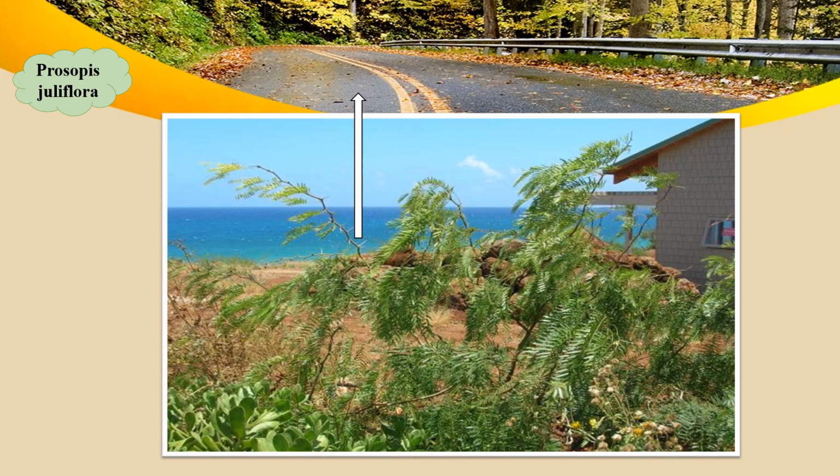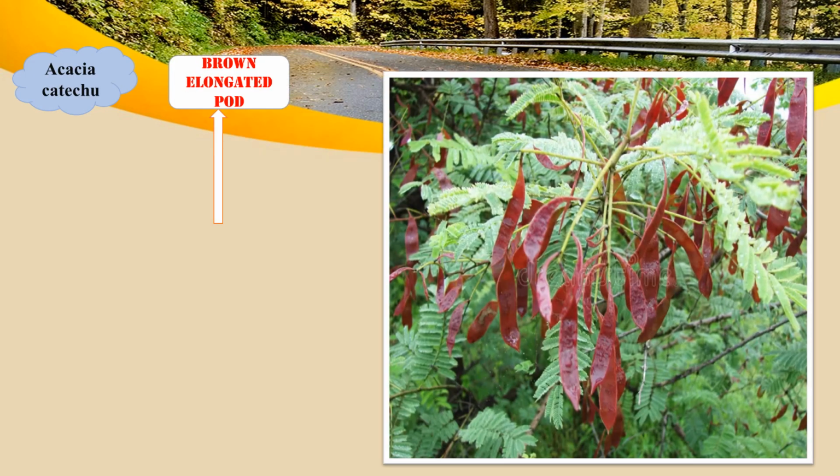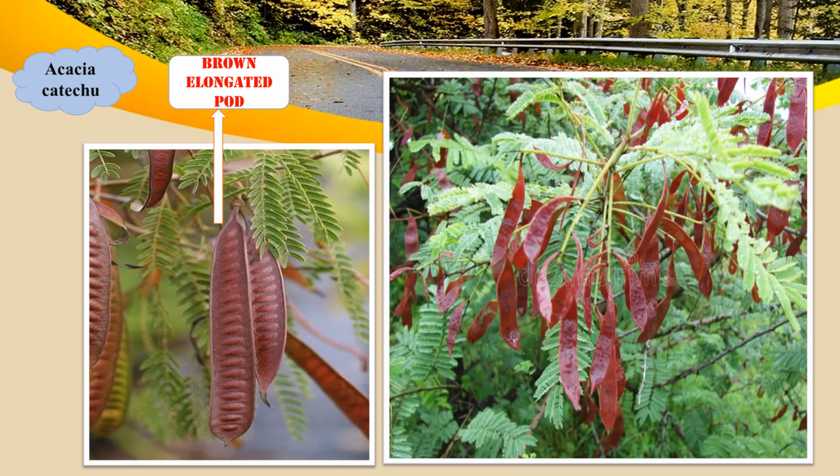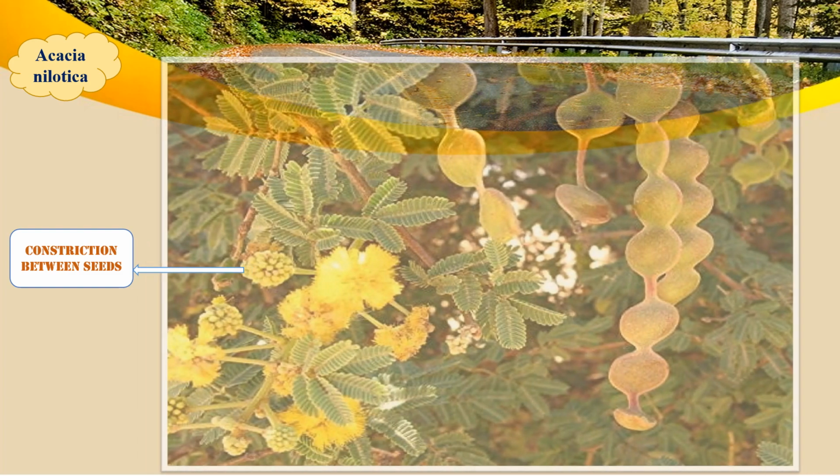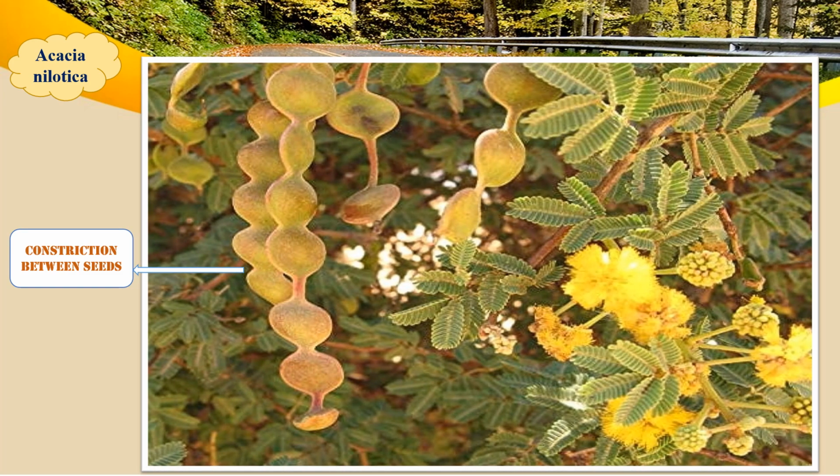It is the picture of Prosopis juliflora, Semi-caruvelum. It is used for firewood purposes. Here the thorns are present. It is the picture of Acacia catechu. Here a brown elongated pod is present. It is the picture of Acacia nilotica. The constriction between seeds is present.